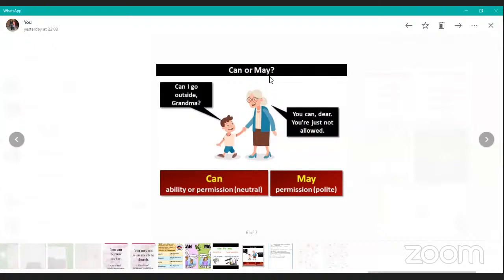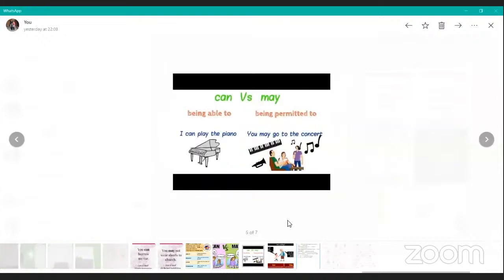Okay, let's move on to another one. Can and may. Being able to. You can write down these two examples. I can play the piano. You may go to the concert.